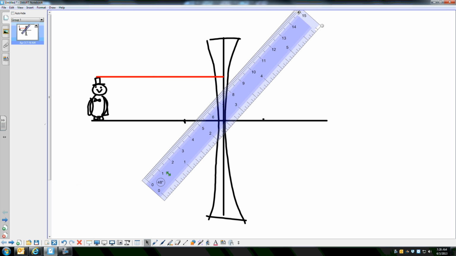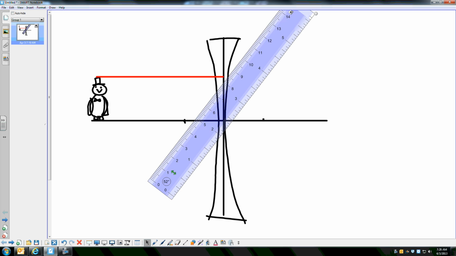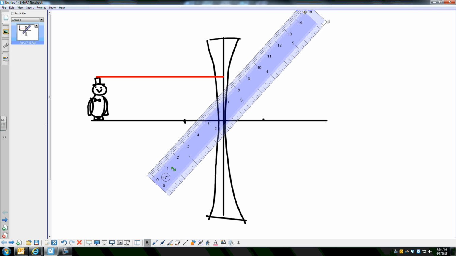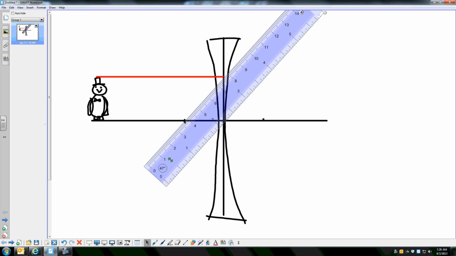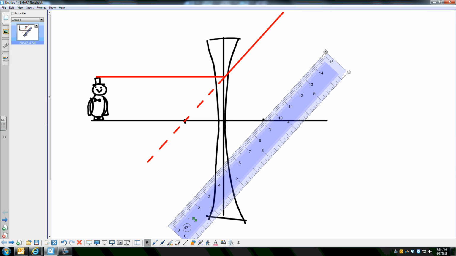So what a concave lens does, that's kind of interesting, is it reflects a little bit of the light. So some of the light is reflected backward. I'm going to draw that as a dashed line. And some of the light is refracted through. This light is refracted through, and this light is reflected backward. A little bit of both.